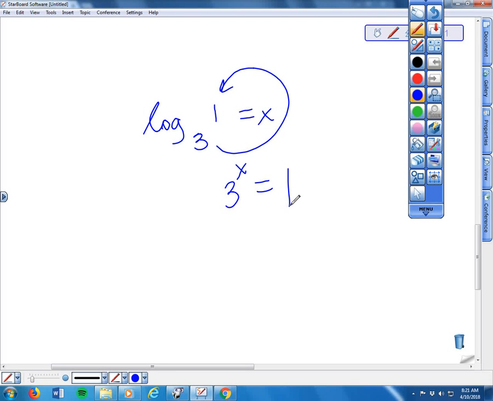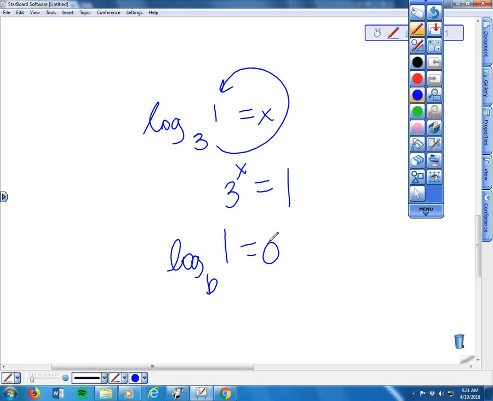So anytime I have log of any base, let's just call it b, of 1, doesn't matter what the base is, that's always 0. Because any base raised to the power of 0 is always 1.